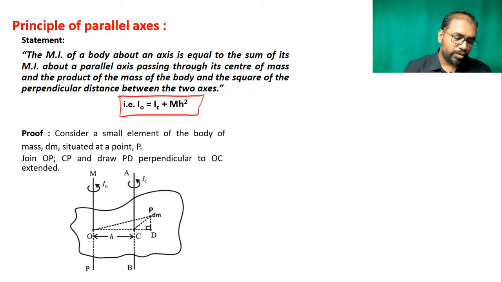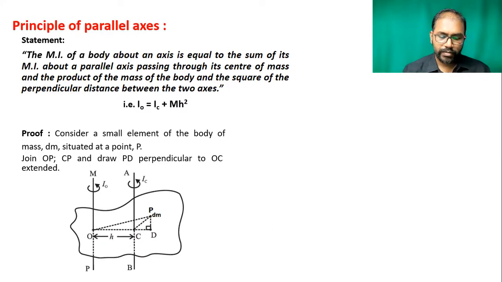Now the proof, we have to prove this. So we consider a rigid body. Then we consider two axes passing through O and C. Then we consider one element or one particle of the body. The body is made from n number of particles. One of the particles we consider is present at point P, and the mass of that particle or element is dm. Then we join O to P and C to P, and we draw a perpendicular line PD on the line OC. We get this type of diagram.